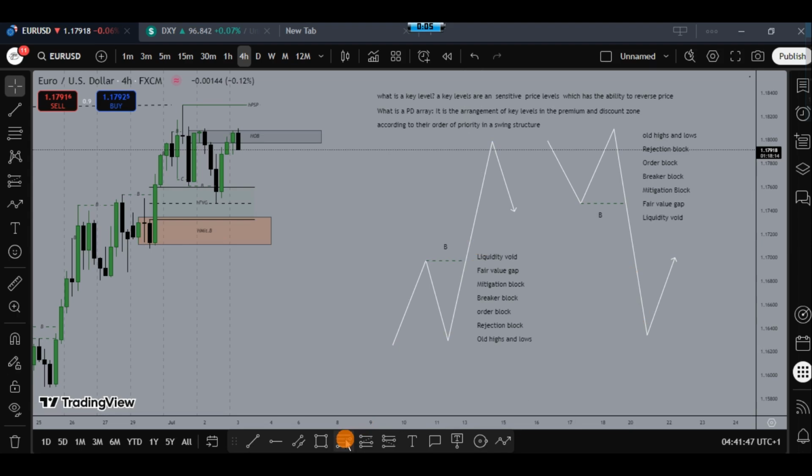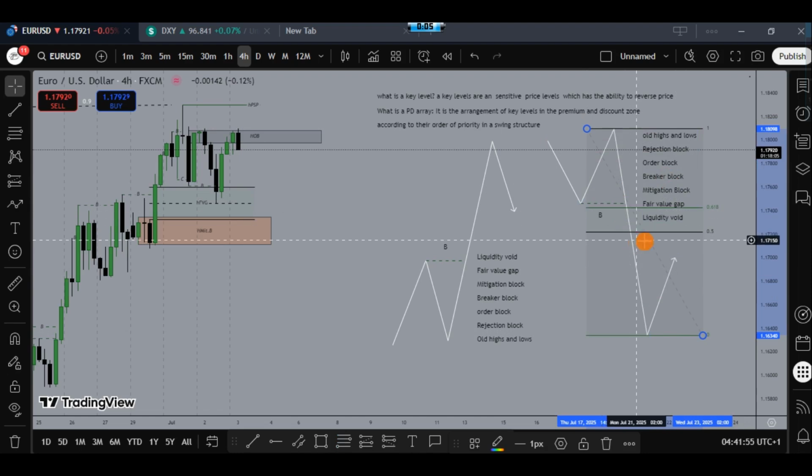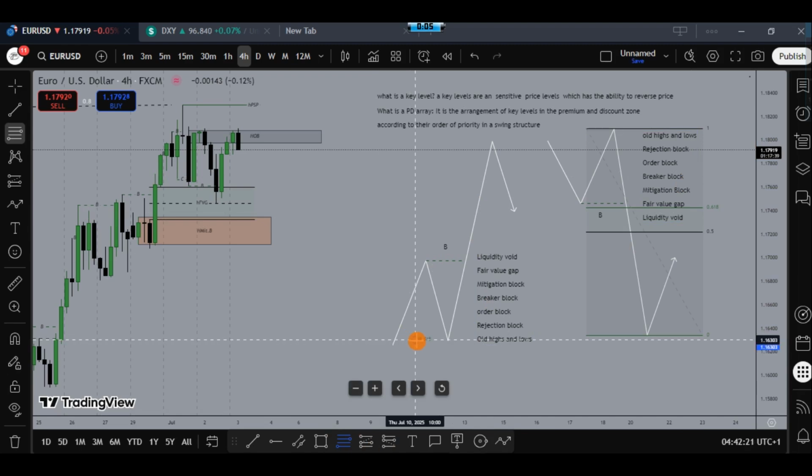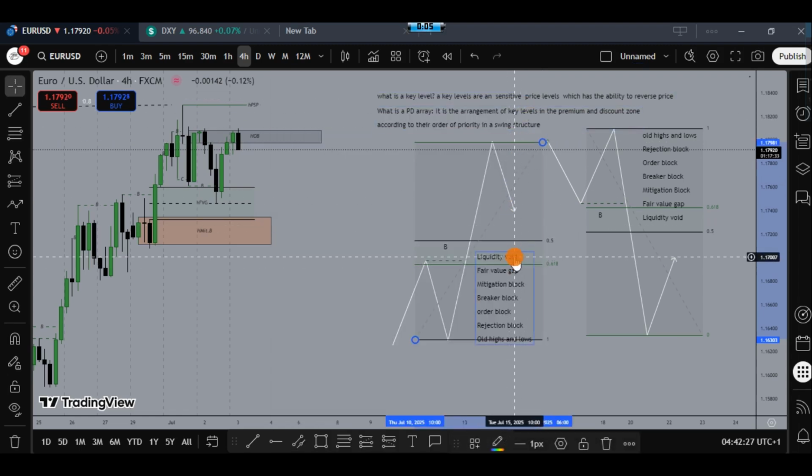So for a sell model over here, you put your Fibonacci from the high to the low. For premium and discount, it means if you want to sell, you need to sell when price is high. That's when price gets to the premium zone, price is already high. So when you sell from the premium zone, you will make more profit. For a buy model, you need to buy when price is at a discount rate where it's cheaper. So once price crosses the equilibrium, that means the price is already cheap.